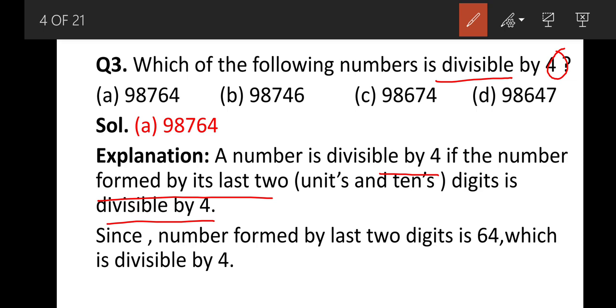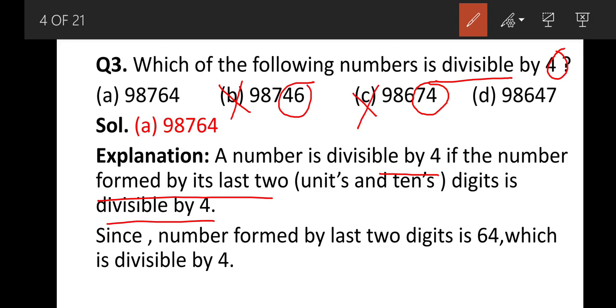Here the number formed by last two digits, that is units and tens digits, is 46. Is it divisible by 4? No. So this is not the correct option. Let us see C part. The number formed by last two digits is 74. Is it divisible by 4? No. So this is again a wrong option.